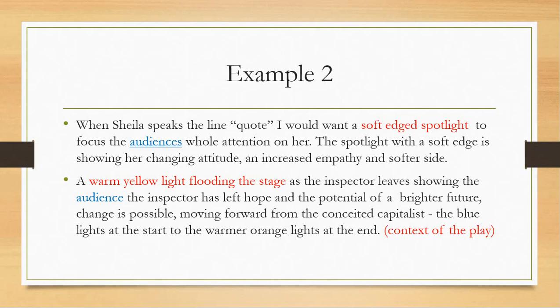A warm yellow light flooding the stage as the inspector leaves, showing the audience the inspector has left and the potential of a brighter future. Change is possible, moving forward from the conceited capitalist. The blue lights at the start to the warmer orange lights at the end. And then I might talk about the context of the play again, about Priestley's message that the future, the younger generation, represent a warmer, brighter future. We could show that with lights. So from the blue lights at the beginning to the warmer orange lights at the end.